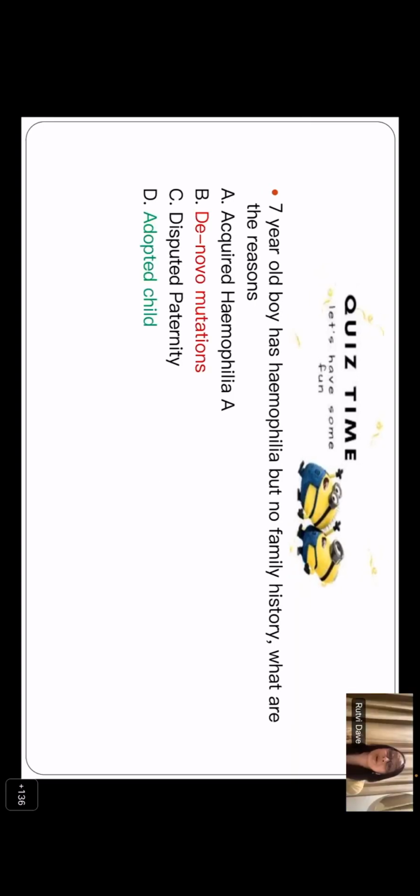Can it be an adopted child? Yes, ma'am, possible. So the only two possible options, very good, are either de novo mutations or an adopted child. On probing the history, we know that he was not an adopted child. So we are left with only one possibility, which is de novo mutations.